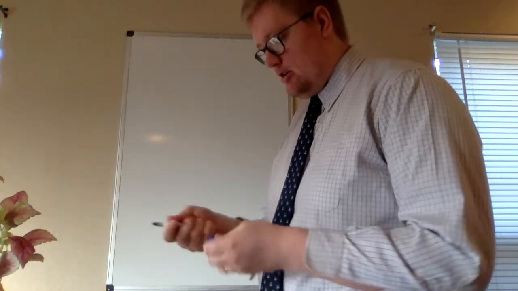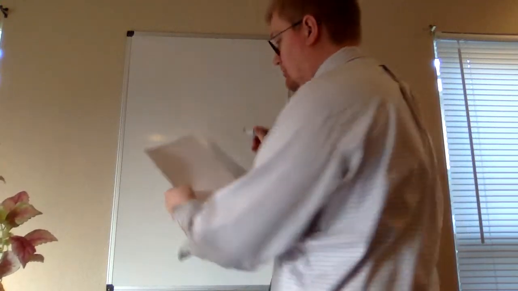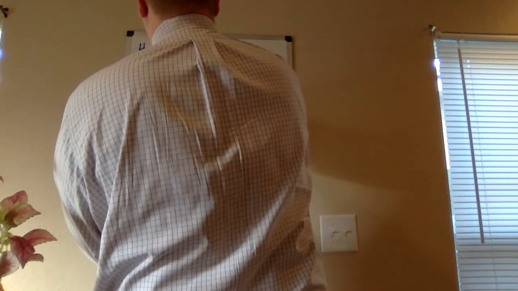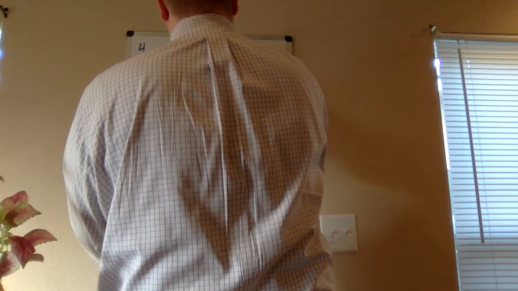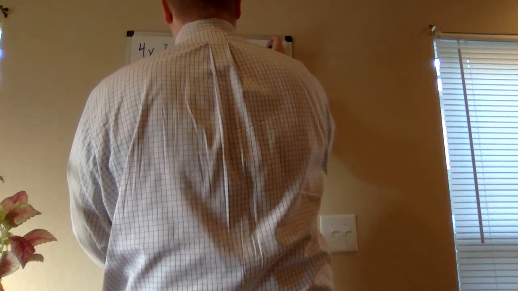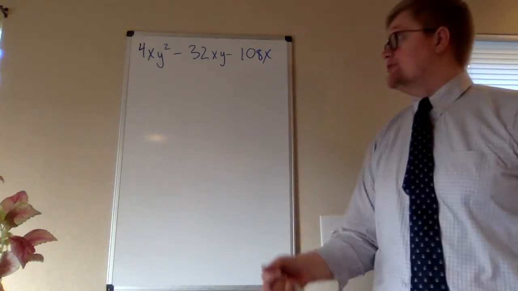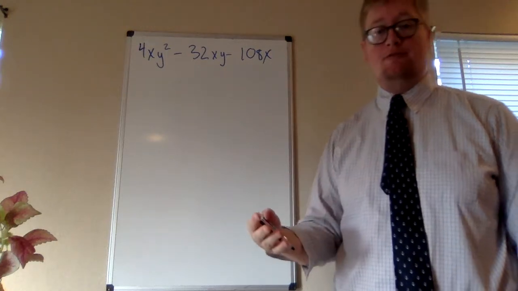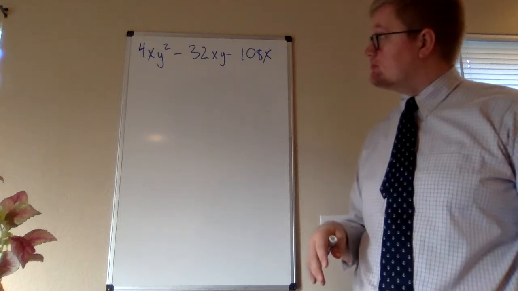Next 2 problems. We're going to make things a little bit more difficult, a little bit more challenging. 4xy squared minus 32xy minus 108x. All right, so for this one, you're doing the exact same process, factoring out a greatest common factor if there is one, and then, if possible, factoring using a times c.